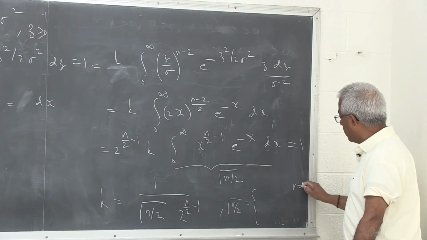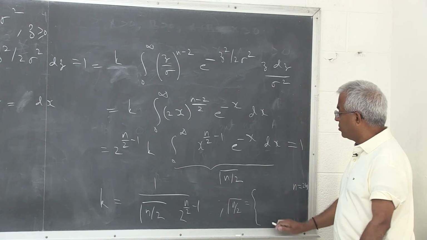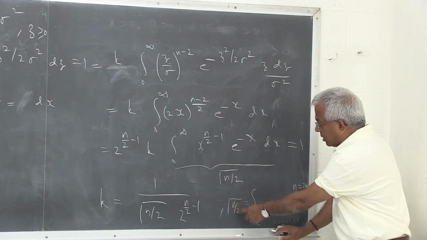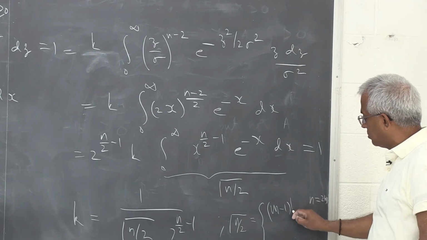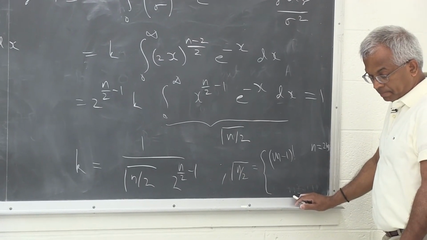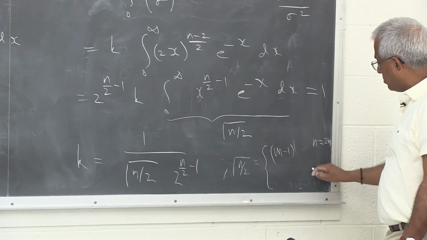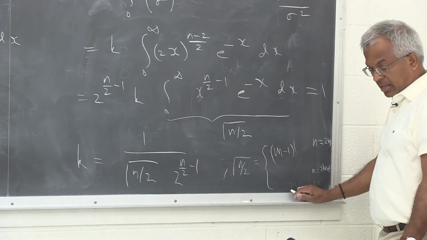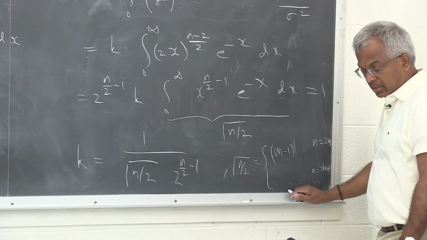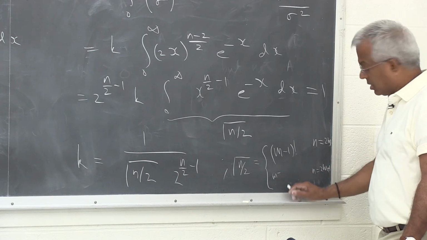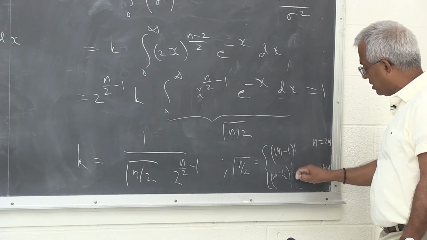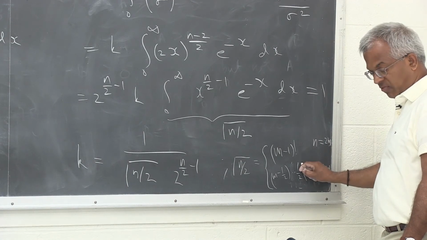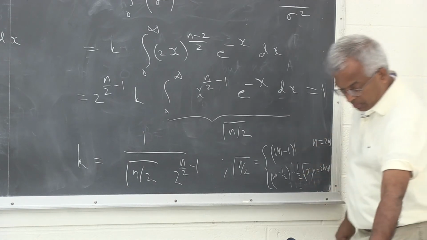If n is of the form 2m, then n by 2 is m, and gamma m is m minus 1 factorial. Otherwise, if n is of the form 2m plus 1, then we can write this as an iteration, and this will come m minus half multiplied by m minus 3 by 2, etc., up to half, and then gamma half, which is square root of pi. So I'm going to put all this together here.